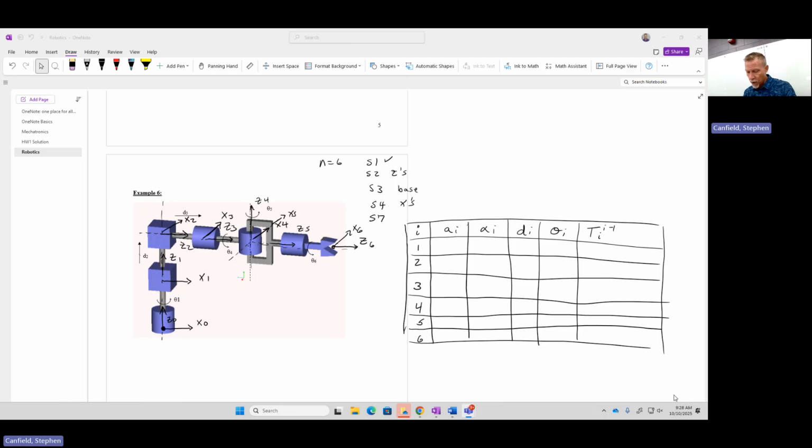So now I've got to do my A's. My A is the distance from Z0 to Z1 measured along the current X, so along X1. So Z0 and Z1 intersect. Z1 and Z2 intersect, right? Z2 and Z3 intersect. Z3 and Z4 intersect. So if they intersect, the distance is 0. Z4 and Z5 intersect. Z5 and Z6 intersect. That column was easy. Well, if for some reason there was an offset and Z0 is over here.